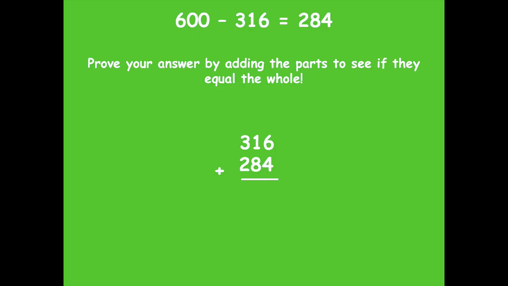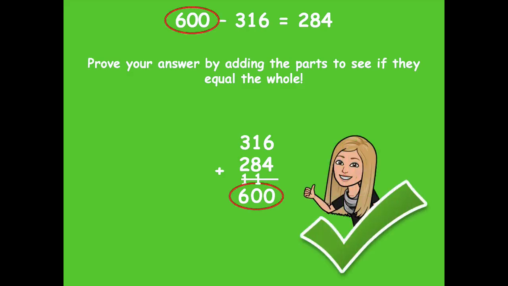So let's add our two parts, 316 plus 284. So we go to our ones place, 6 plus 4 is 10. 8 plus 1 in our tens place is another 10. And in our hundreds place, 3 plus 2 plus 1 gives us 6. So our 600 match, we got it. All right, good job on that one as well, friends.